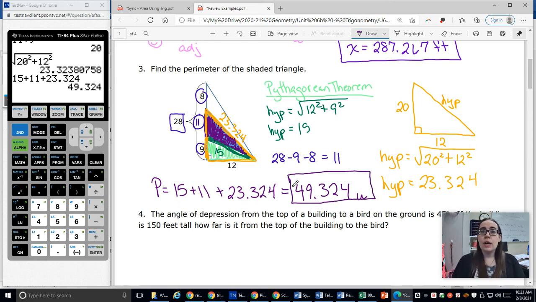Okay, so remember, you can't forget your old skills. You still might need to use Pythagorean theorem on this triangle, or on this next test. You might even come across some special right triangles that you might be able to work with. Okay, let's look at number 4.